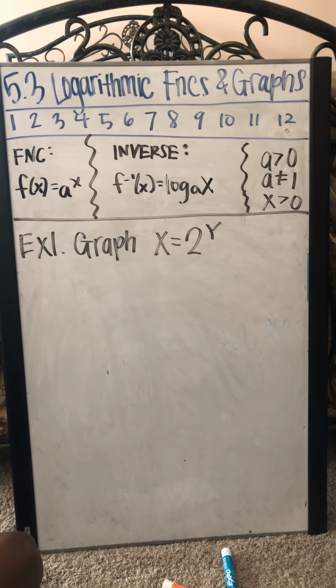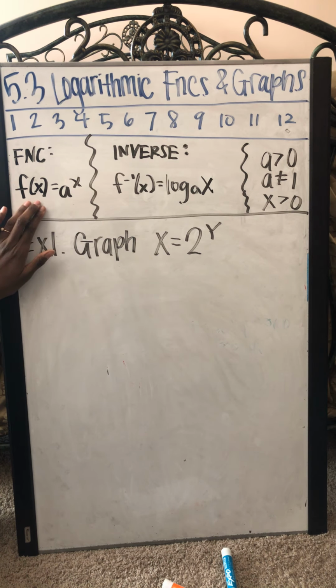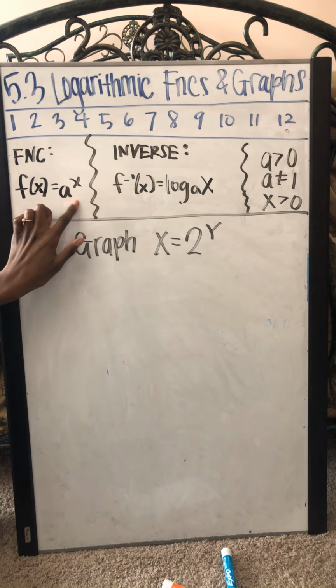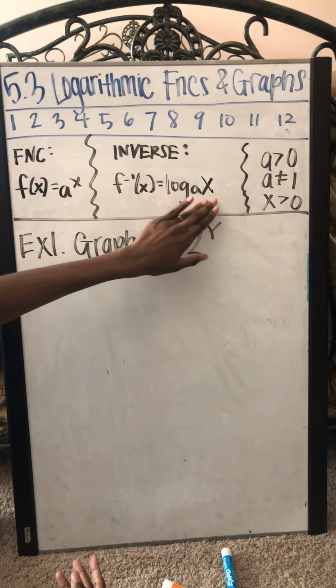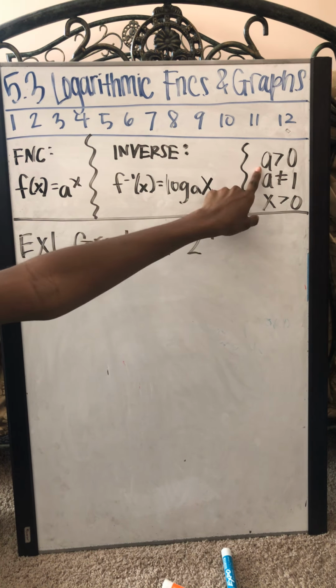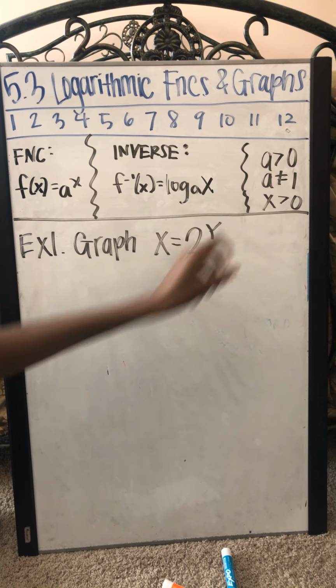Alrighty, so we're doing 12 questions for 5.3. Before we begin, we need to talk about what this inverse function looks like. Essentially, for any exponential function where you have a raised to the x, its inverse is a log function, and that's written as log base a of x. This is for a positive, not 1, and x greater than 0.